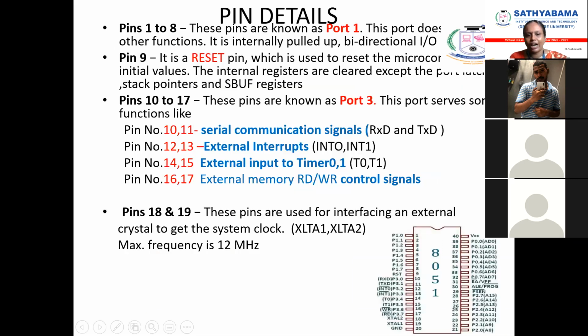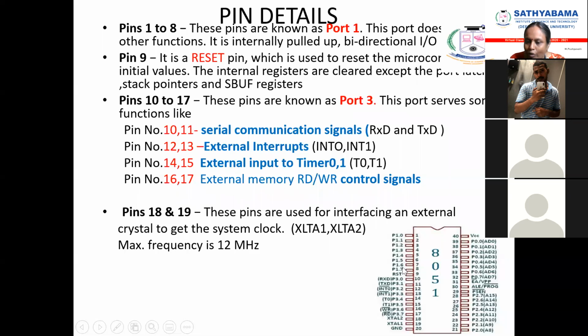Now we have seen this pin detail. I think it is very easy for you to understand. Ports 1 to 8, you have seen, what does it mean? How are they allocated? Port 1.0, port 1.1, port 1.2, port 1.3.